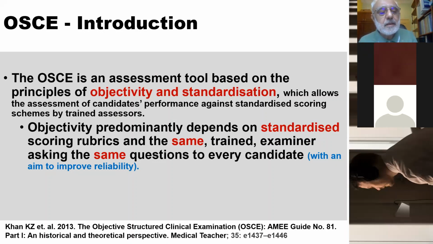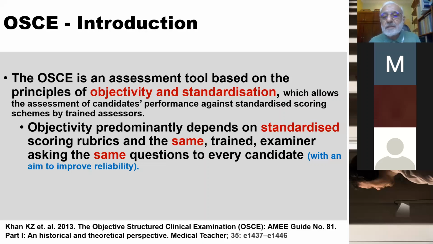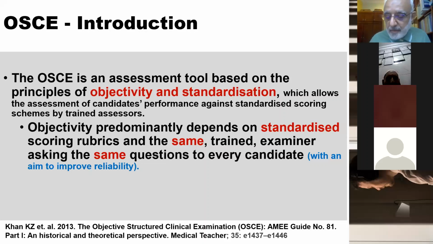The main principle or main characteristic of OSPE are two words: objectivity and standardization. The objectivity is achieved by standardized scoring rubrics. So we have checklists, and then using the same trained examiner asking the same questions to every candidate. So there is standardization at every step of the examination. And the aim was that with this standardization, we will be able to improve the reliability.